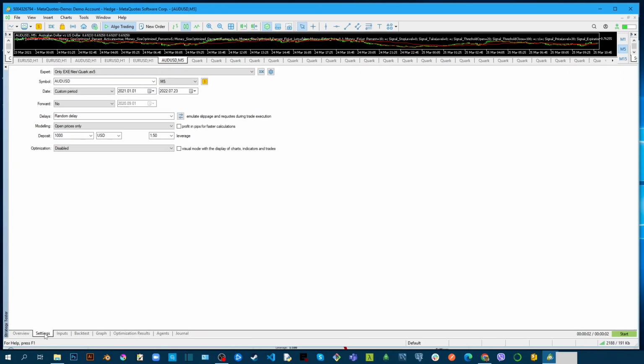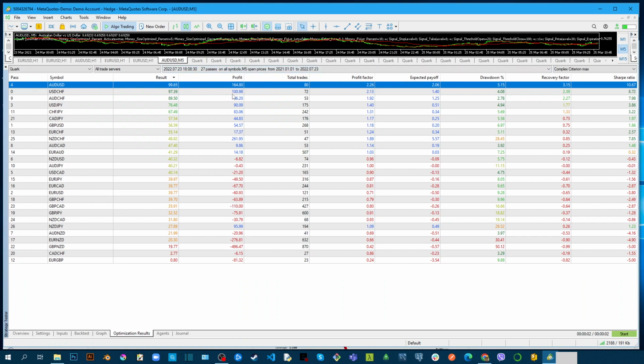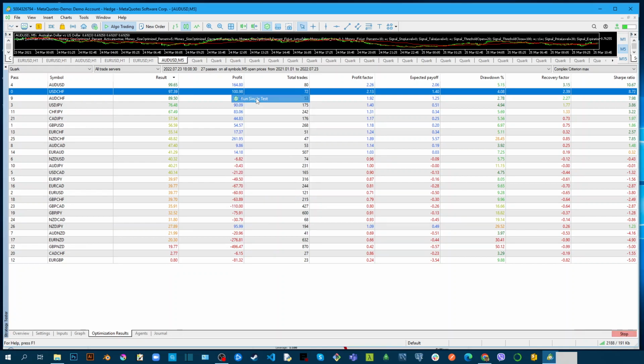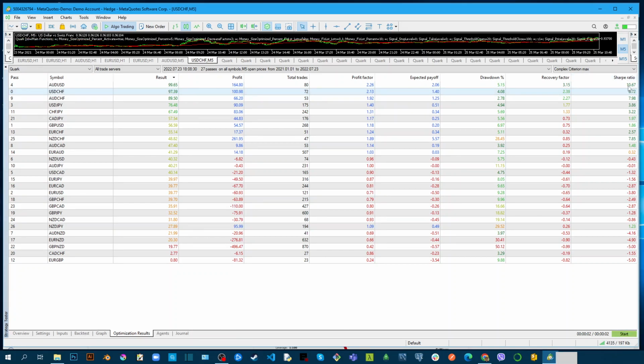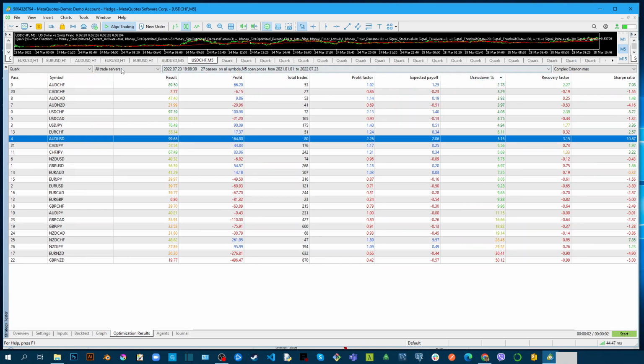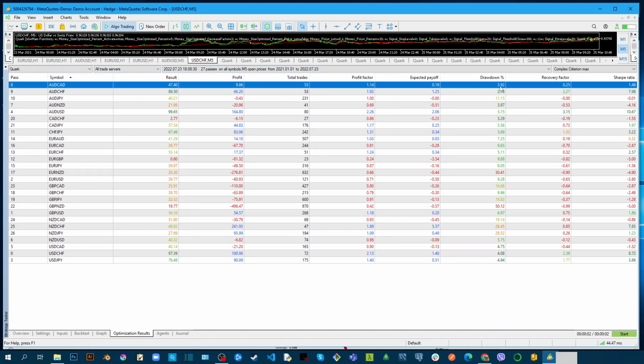Okay, so I need to check a period. Okay, I tested for 5 minutes time frame. Let's check how this second currency pair works on the 5 minutes time frame. So as you can see here, shape ratio is pretty good. Recovery factor is also nice. Drawdown is almost 4%. So it's for Euro, Australian dollar, Canadian dollar.